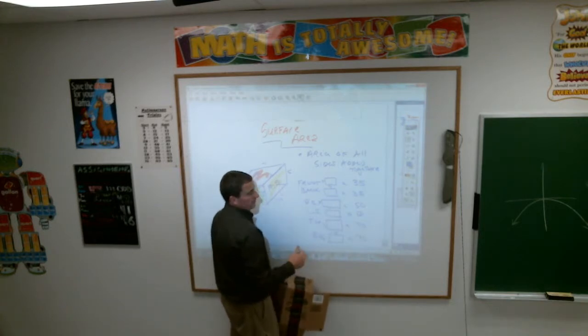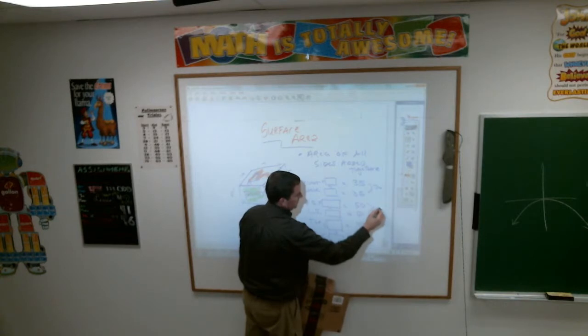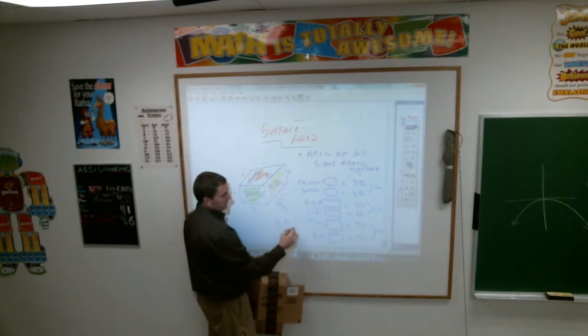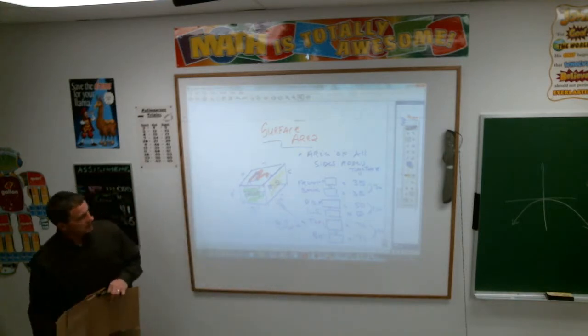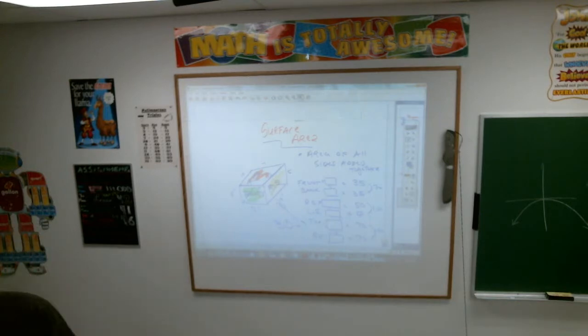And you end up with, what? 70 plus 100 plus 140, 170 plus 140. The total surface area of that is 310 inches squared. Now, why or when would you ever need to know that?